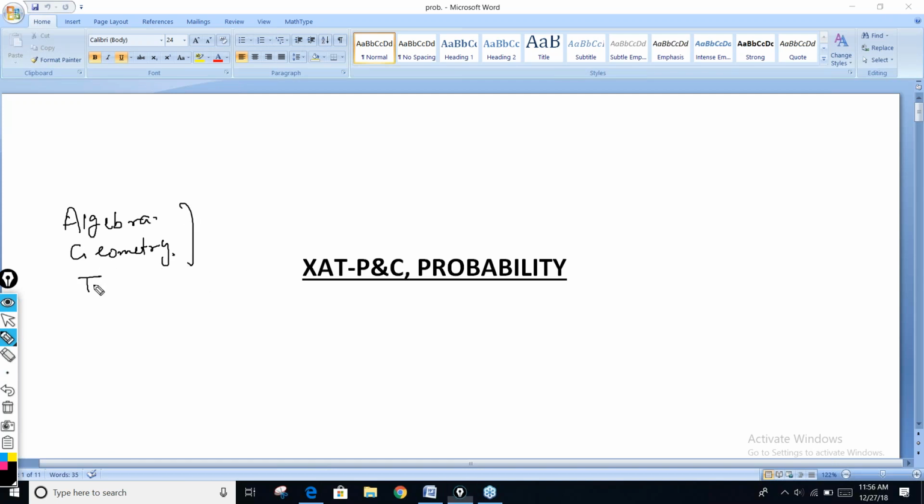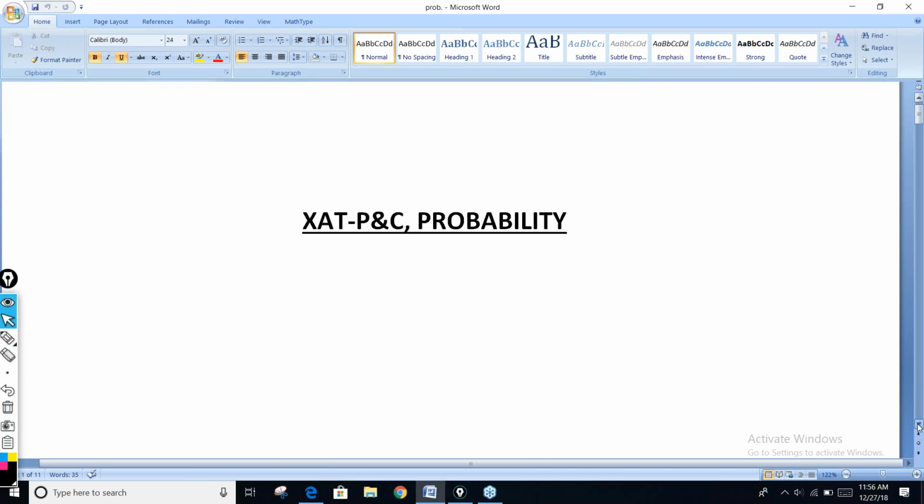Instead of probability, you can do more questions based on trigonometry. If you have not done it in CAT, you should do some questions based on trigonometry. That is more important rather than probability. But still, we should know the basics and we'll cover all the questions. So let's start with the 2010 paper.